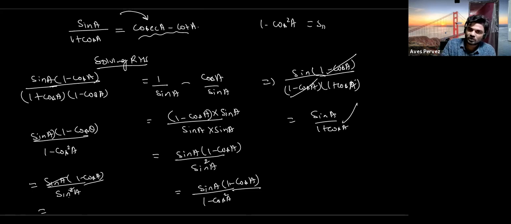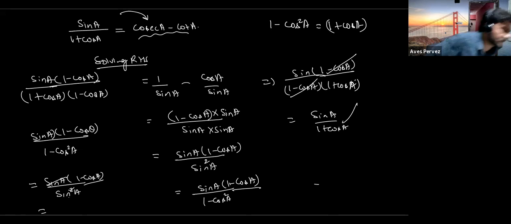When we are writing 1 minus cos square A here, don't think that it is only written as 1 minus cos square A. It is actually written as 1 plus cos and 1 minus cos. Okay, got it? Yes, sir.